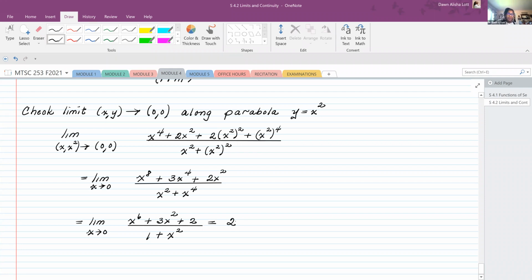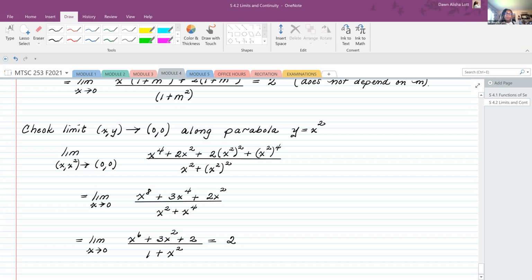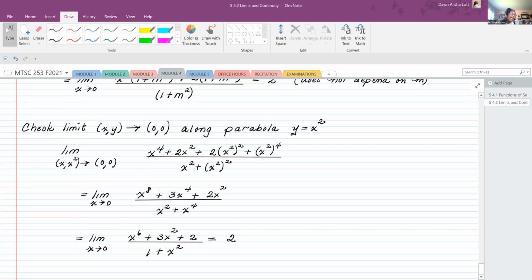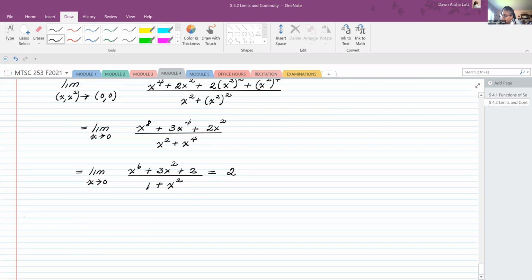Okay, so it's looking real good. The problem is I can't just keep checking paths because there may be a path where it doesn't work. So I technically need to use the definition of the limit to prove that it's 2. So now we need to use the definition of the limit to prove it is 2.